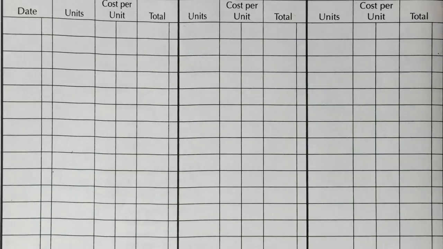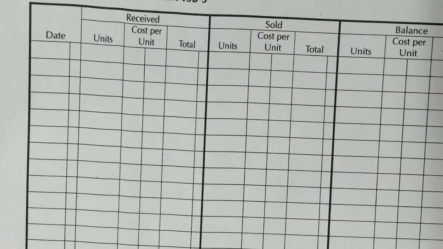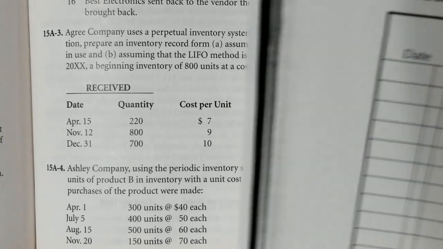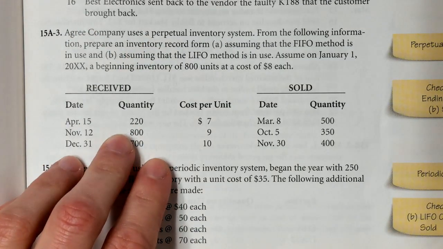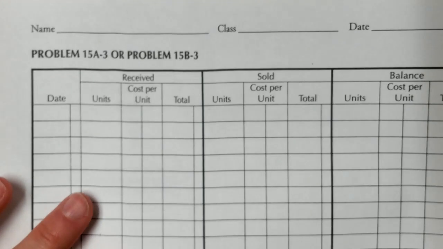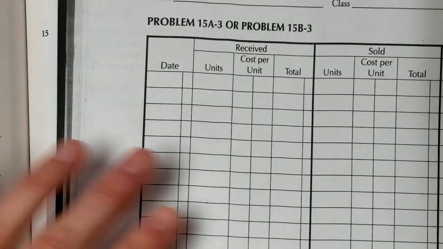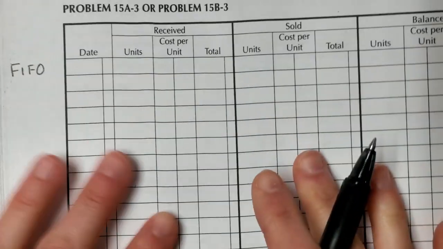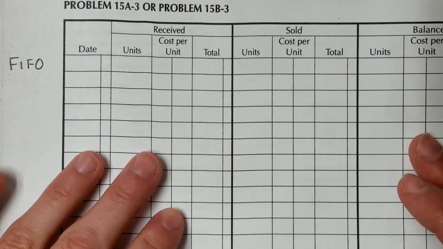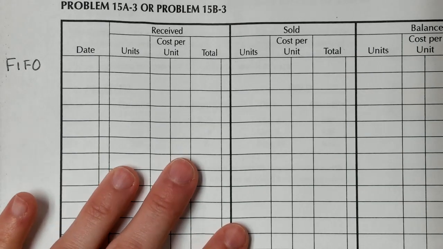Okay, again, so this is a little bit of a different problem. We're doing an inventory record here. So just follow along as we go through. We have to assume at the beginning of the year, on January 1, a beginning inventory of 800 units. So I'm going to start with our first in, first out method up here, and we'll have to separate it then. So I just put a little FIFO on the top left corner.